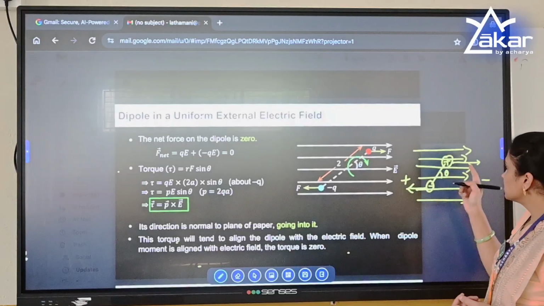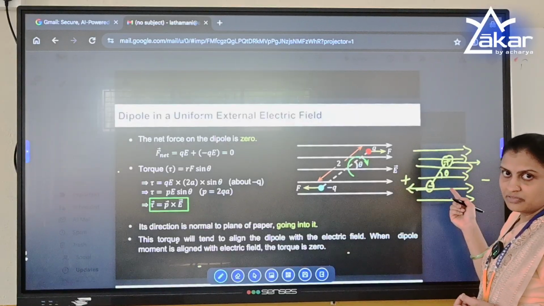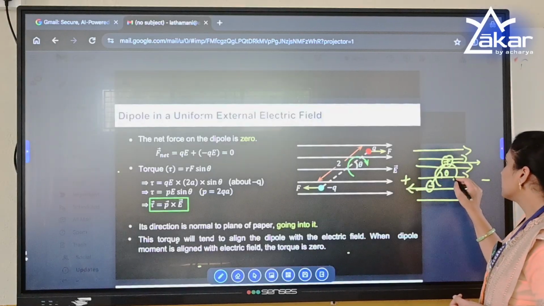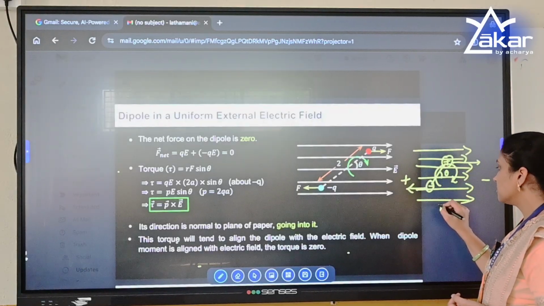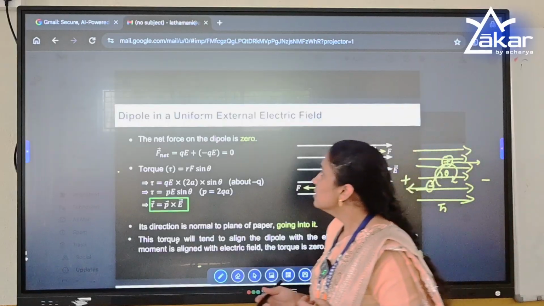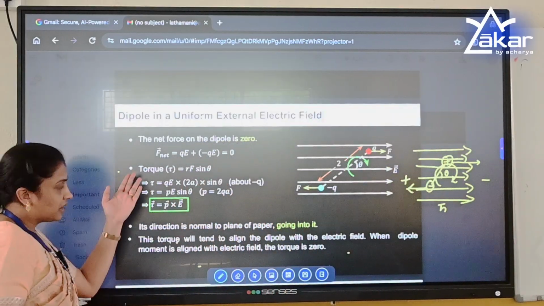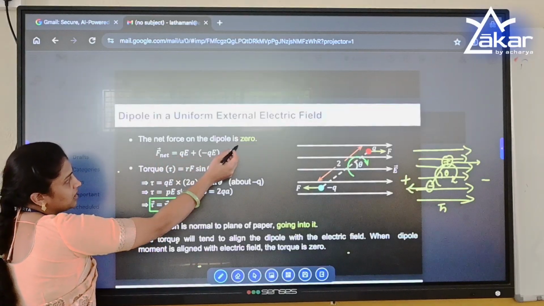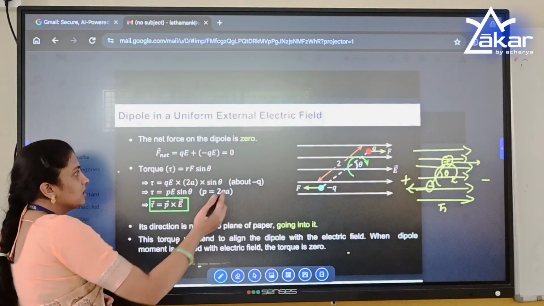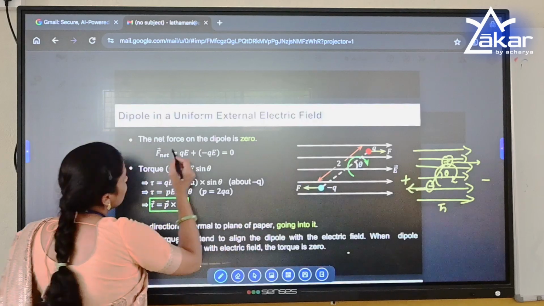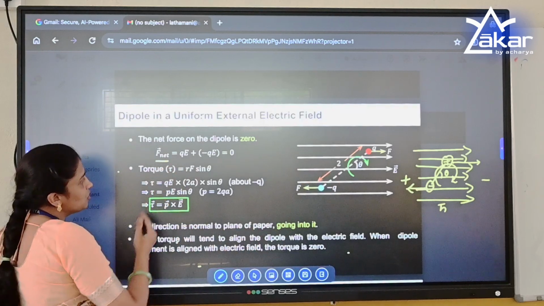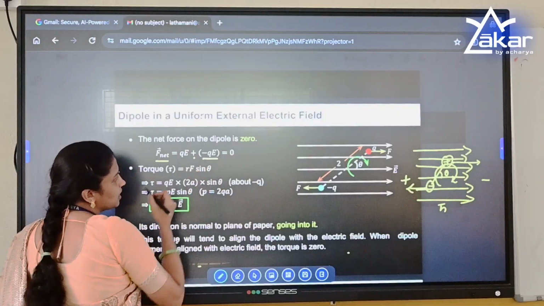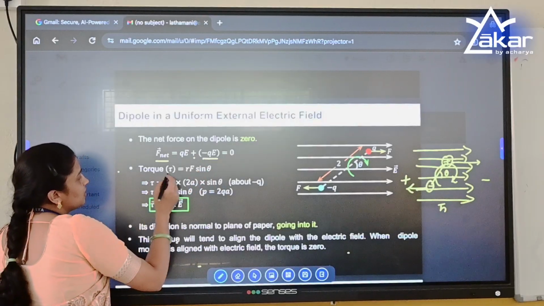When you place an electric dipole in a uniform electric field, the dipole experiences a torque. We know that torque means rotation. So here we can see the derivation: the net force on the dipole is 0. That is, F net is equal to plus qE plus minus qE, which is equal to 0. Then what is the torque?